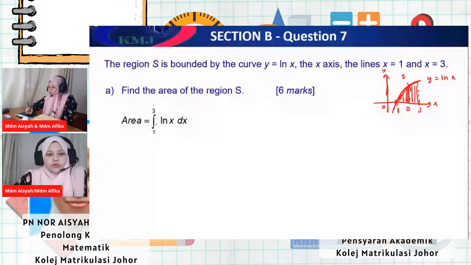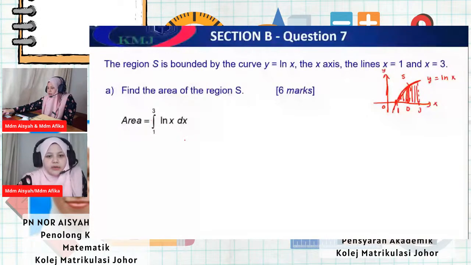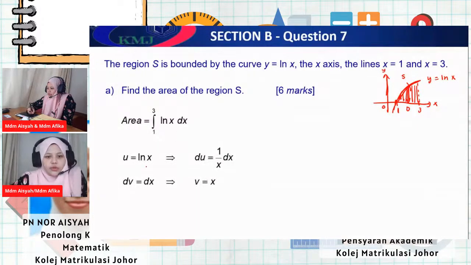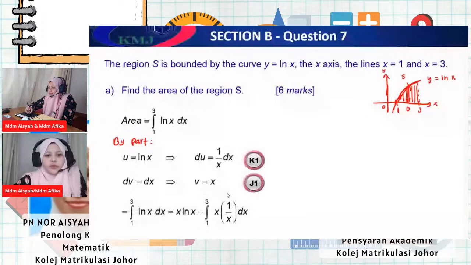So remember, if you want to integrate ln x, we need to use by parts. So u equals ln x. Differentiate, du equals 1 over x dx. This we need to use by parts. And then dv, the left is dx. So integrate dv, you will get v equals x. And then we just substitute into the formula of by parts. Remember, integrate u dv is equal to uv minus integrate v du.